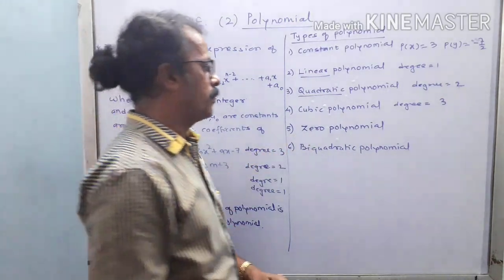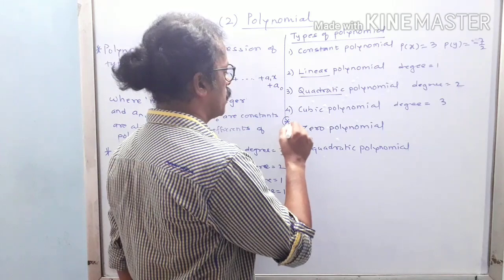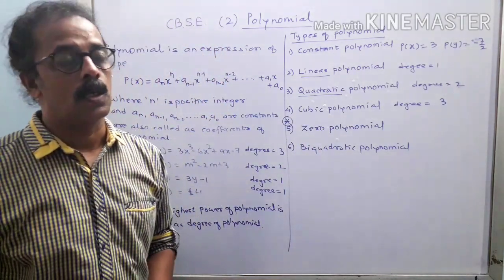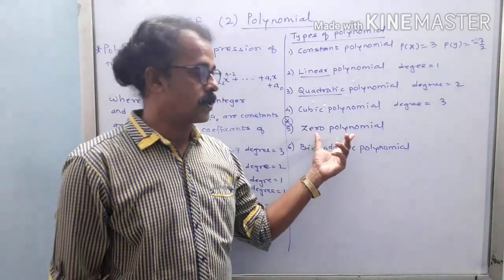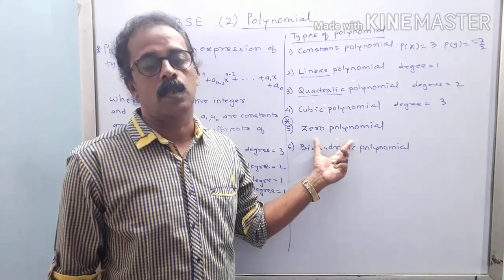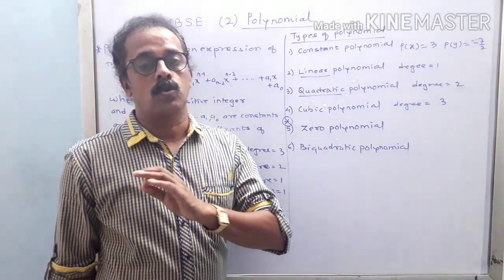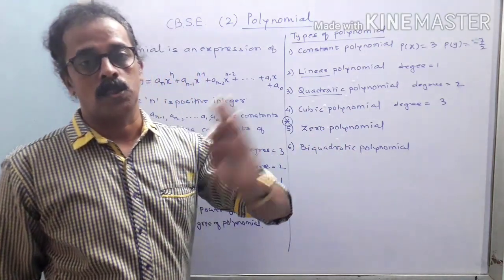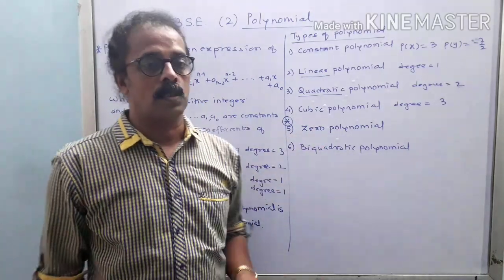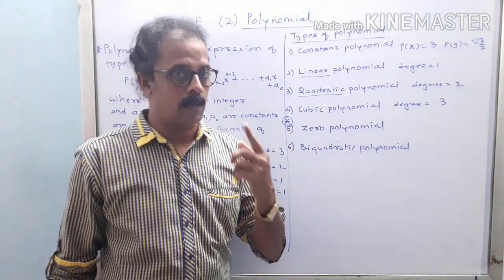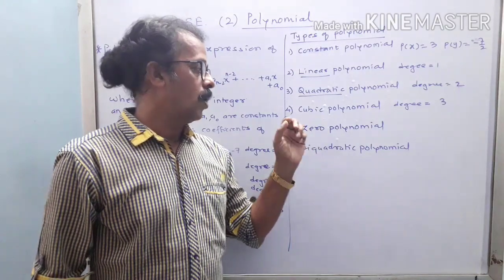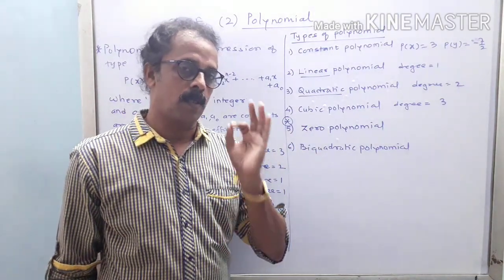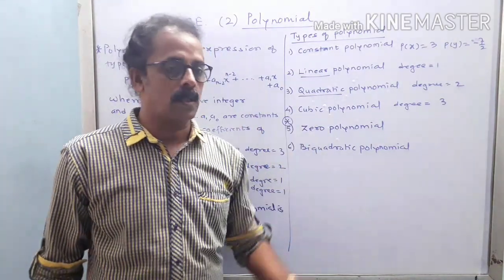Next, important for all of us, is the zero polynomial, because there is a certain tricky type of question they always ask for the zero polynomial. When all the coefficients of the given polynomial are 0, then it is called a zero polynomial. Once again I am repeating my definition: when all coefficients of the polynomial are 0, then it is called a zero polynomial.